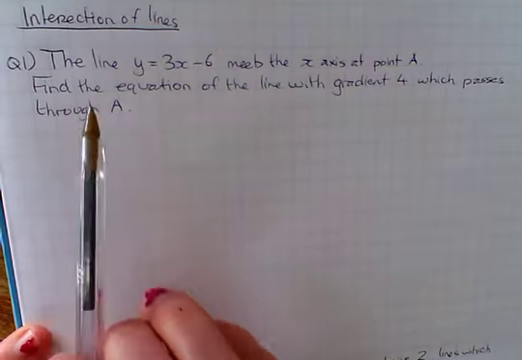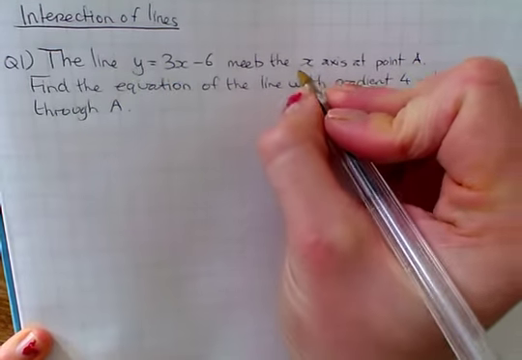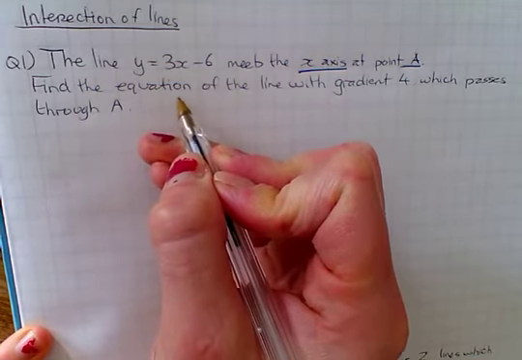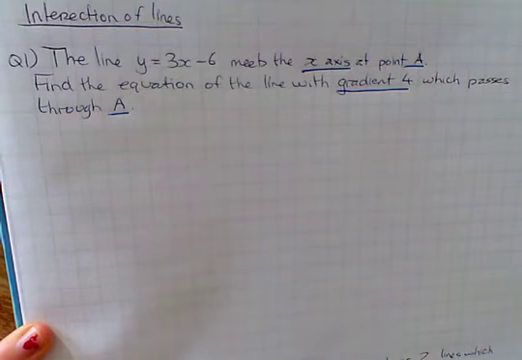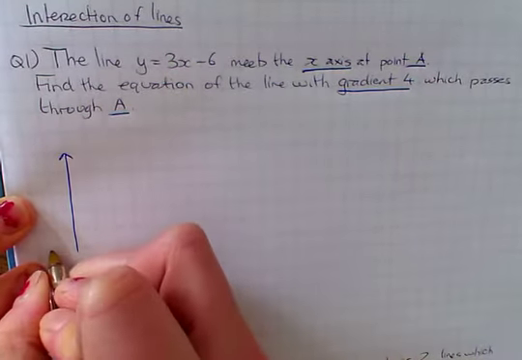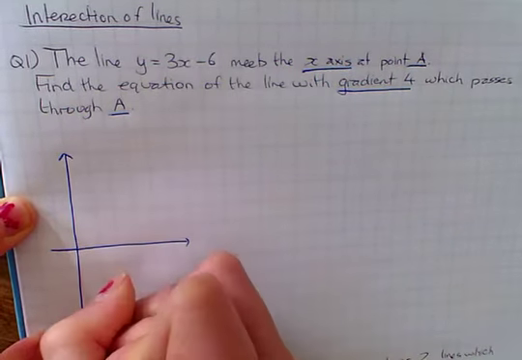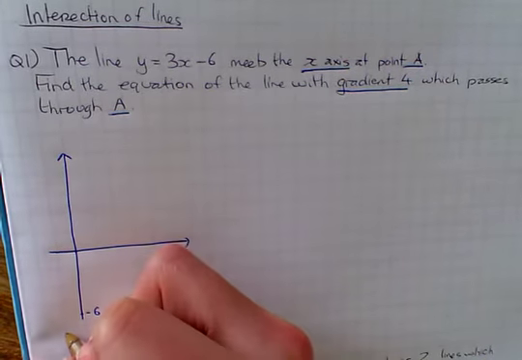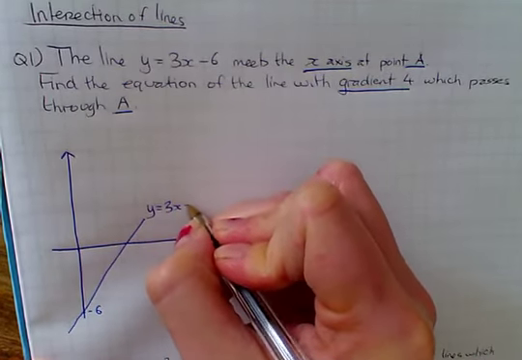So the first question reads that we've got a line y equals 3x minus 6, and that meets the x-axis at point A, and we have to find the equation of the line which has a gradient of 4 and which also passes through point A. So I'm just going to sketch this out very briefly first of all. We have got 3x minus 6, so that's going to intersect at minus 6 and is going to have a gradient of 3. So that will look something like so.